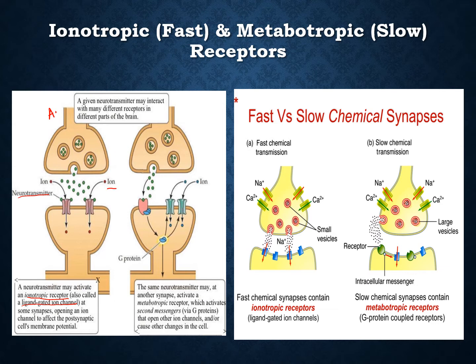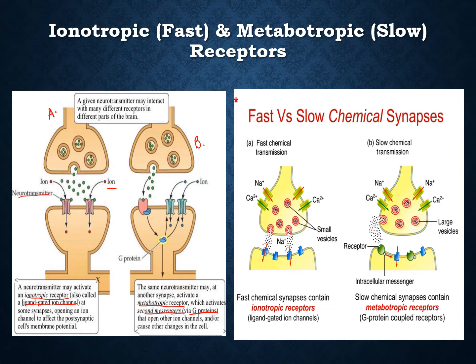Now, if we consider this diagram as diagram number B, the same neurotransmitter at another synapse activates metabotropic receptors. This is the diagram for metabotropic receptors, which activates second messengers via G proteins that open other ion channels and or cause other changes in the cell.